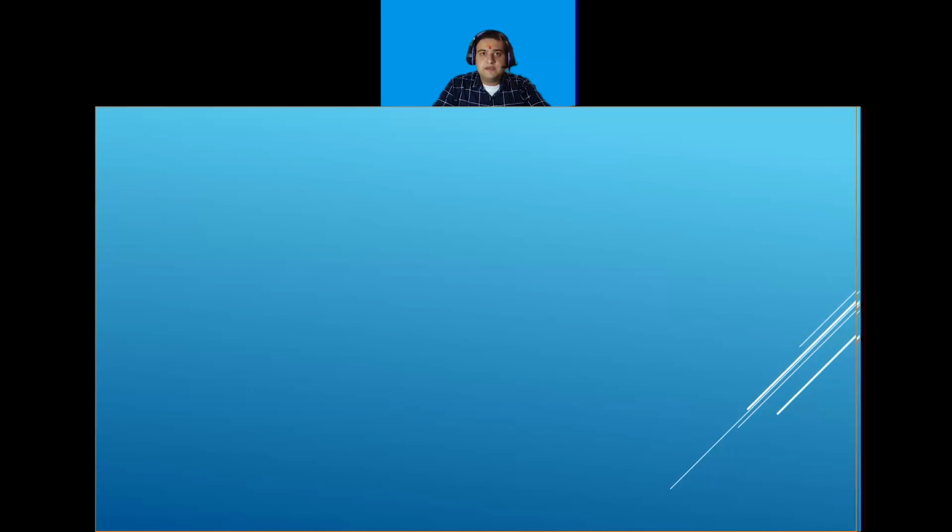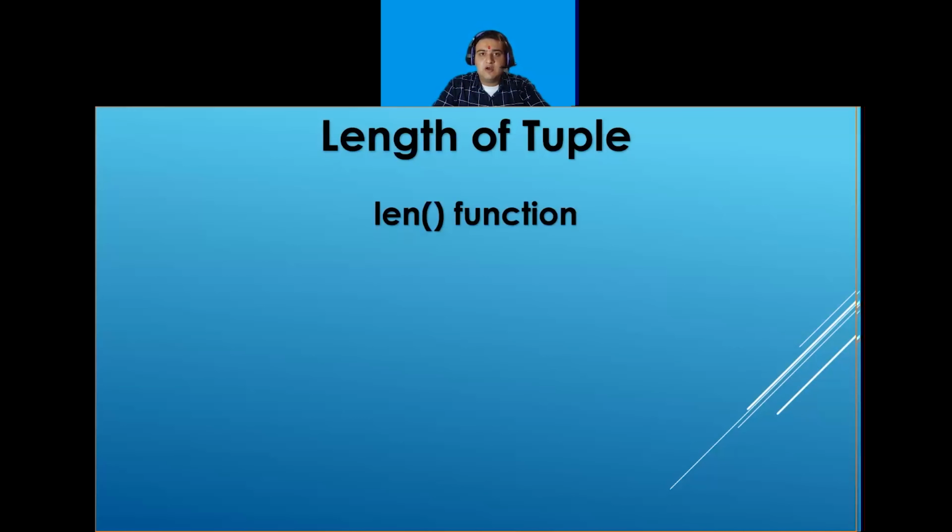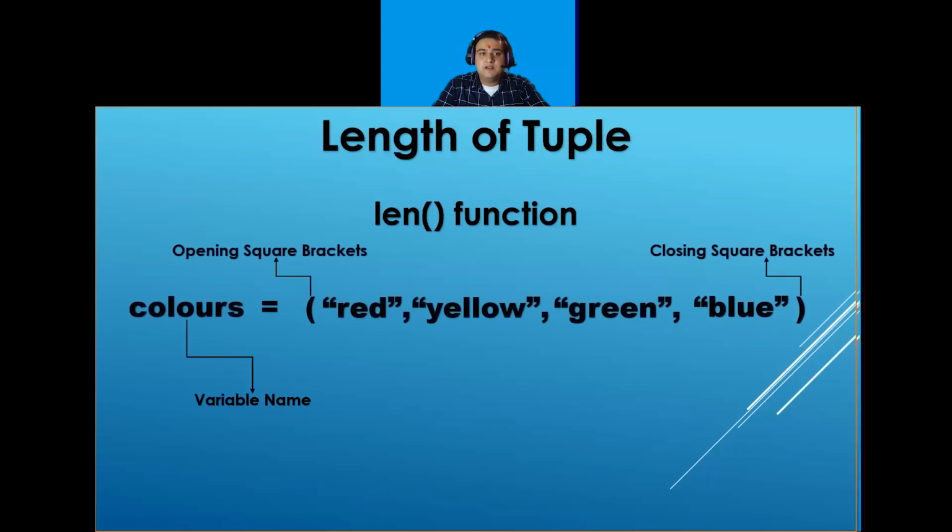My next topic is find length of tuple. To determine how many items a tuple has, use the len method or len function. For example, here is my tuple. Colors is my variable name. Here red is the element 1, yellow is the element 2, green is the element 3, and blue is the element 4. So in total, in this tuple, I have 4 elements.